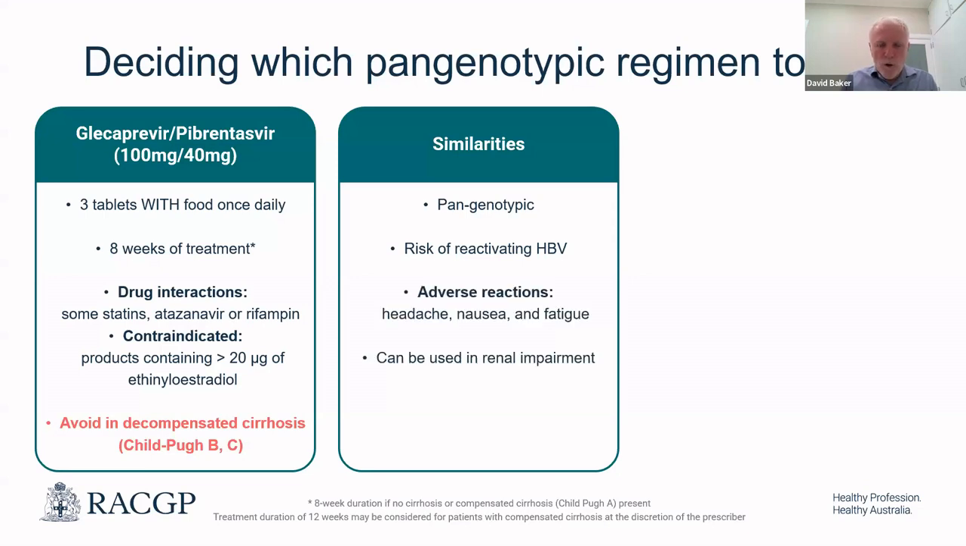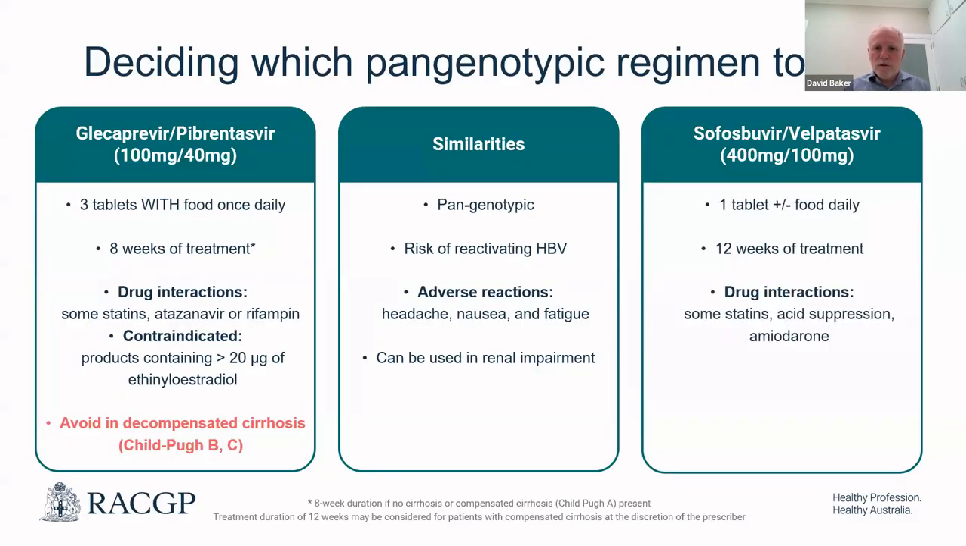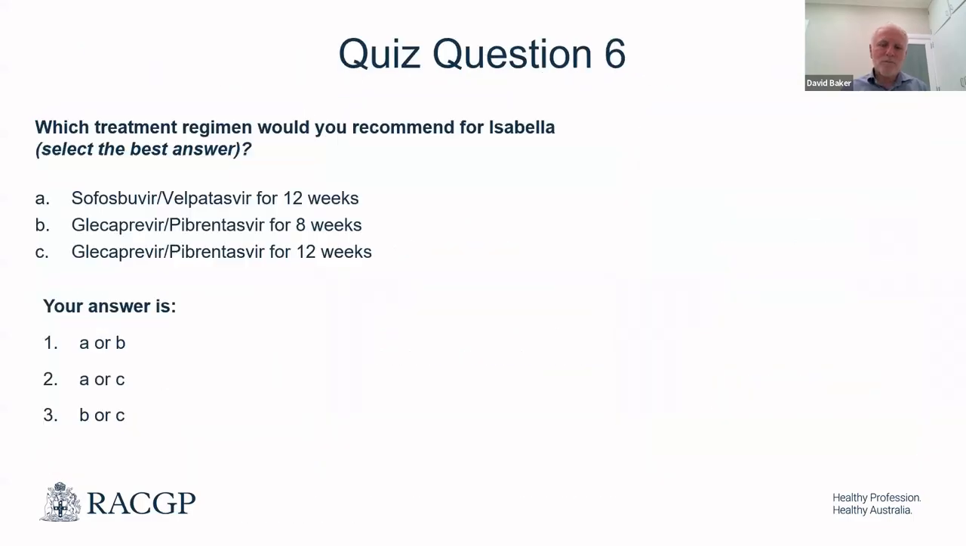The similarities: they work for all genotypes. There's a small risk of reactivating hepatitis B, which is why it's important to make sure someone doesn't have a current hepatitis B infection. And they have very similar side effects. Sofosbuvir-velpatasvir is just 1 tablet a day with or without food, for 12 weeks. It does have some interactions, but most of these can be worked around. We're going to talk about that in the next slide. Just the next slide, please.